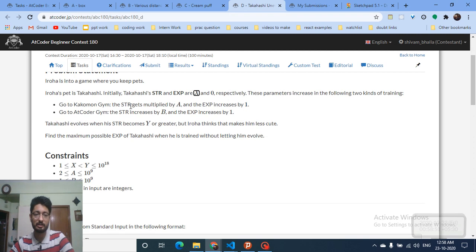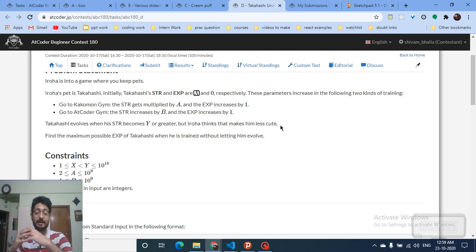And then Takahashi evolves when its strength becomes Y or greater. The pet's name is Takahashi. It will evolve when the strength becomes Y or greater. But Aoki thinks that it makes him less cute. So as you can see, if Takahashi's strength becomes Y or more, it will become less cute. So you have to find the maximum experience it can gain without letting him evolve.